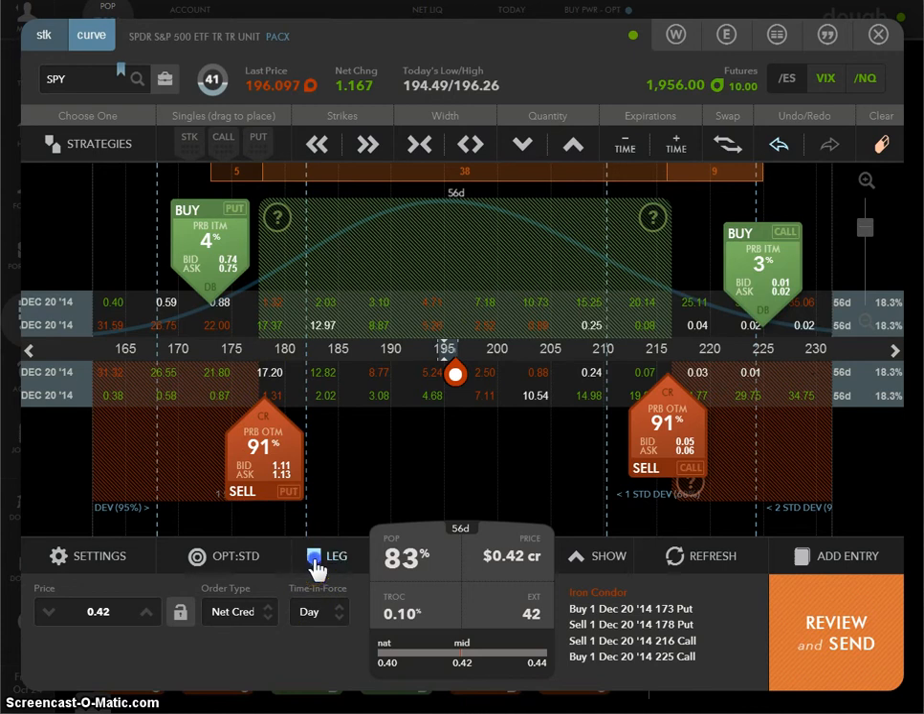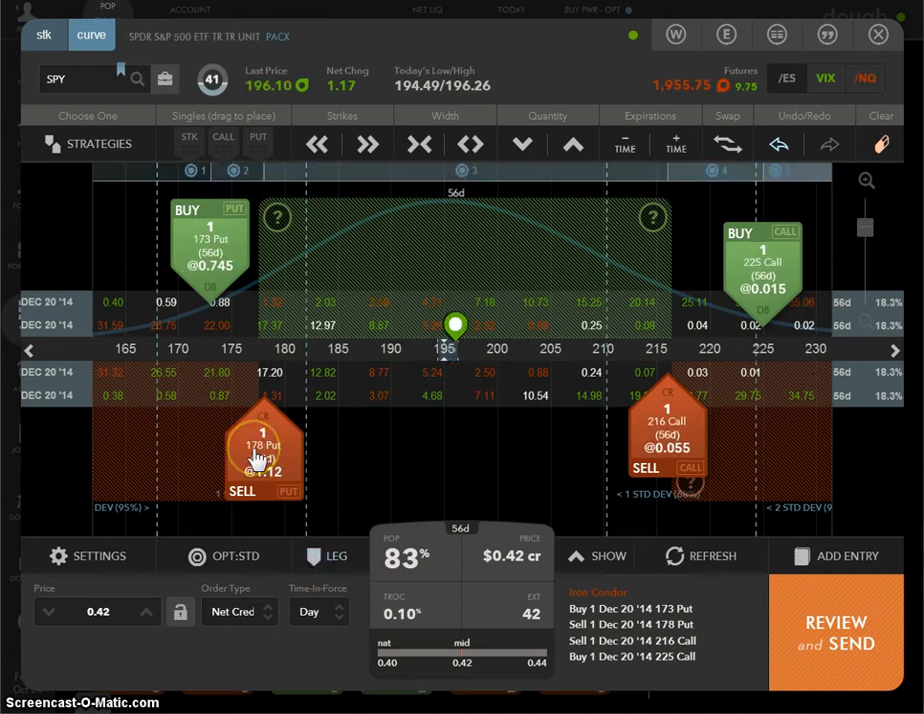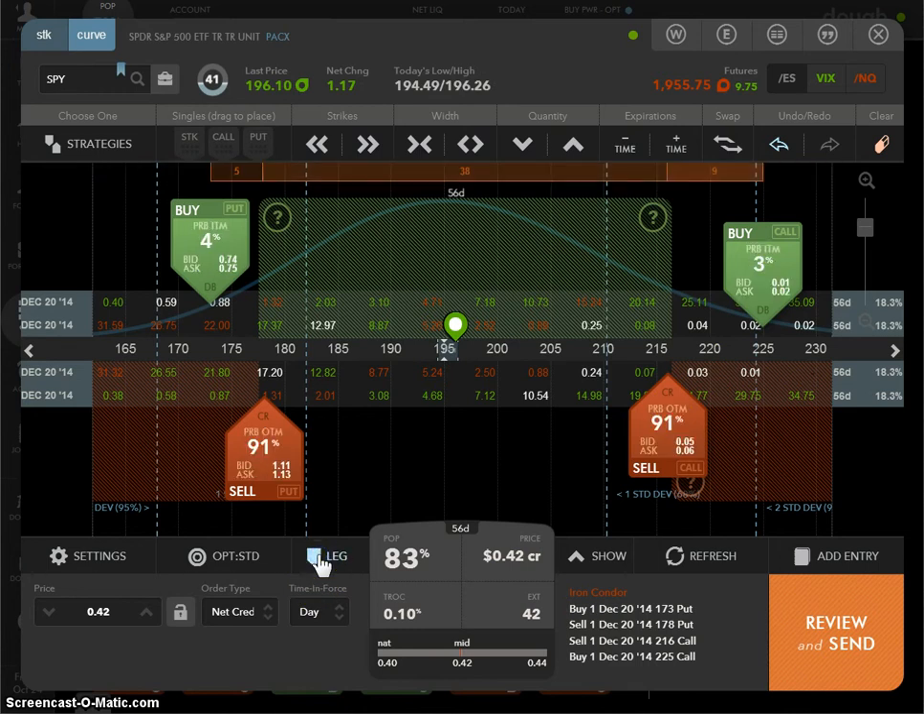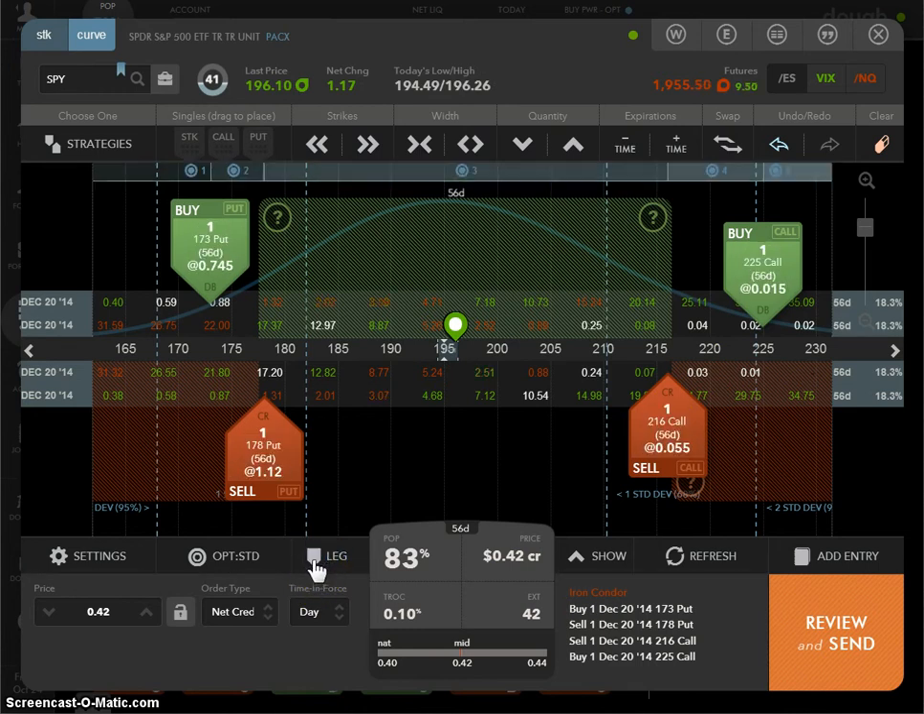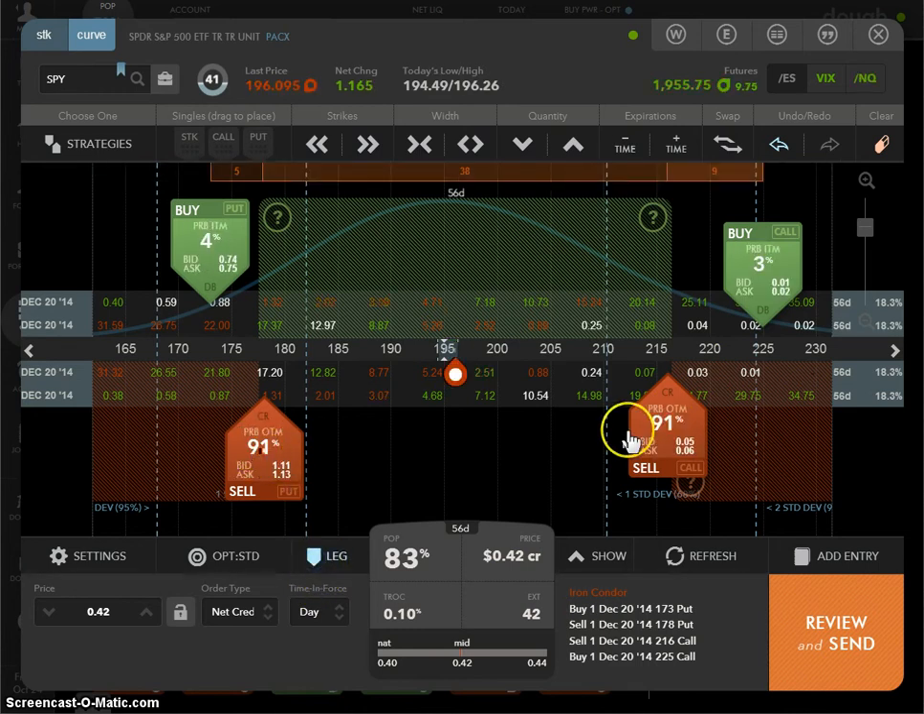If I click on leg again right here, see this is $178. Well, 178 minus 5 is 173. Okay, 216 plus 5 is 225. We're 5 strikes away. Now if you notice, when I click on this leg button, look what happens. It shows you the percentage, and it also shows you how wide the strikes are. See this 38? It's 38 strikes wide from here to here. It's 5 strikes wide from here to here. See? And it's 9 strikes wide.